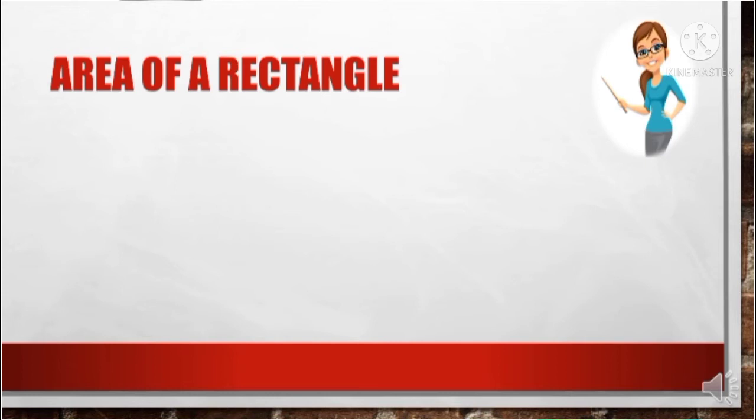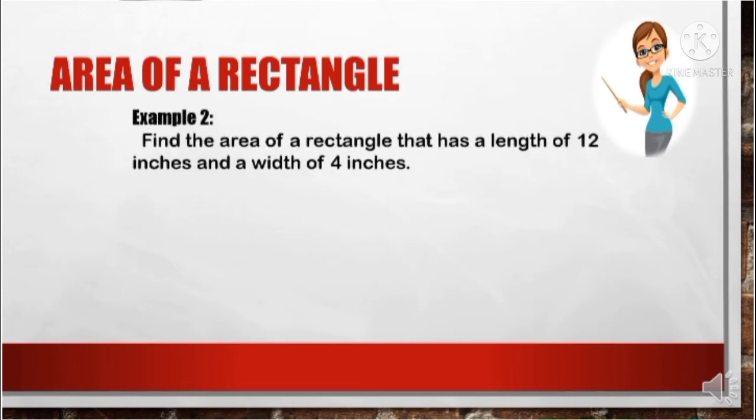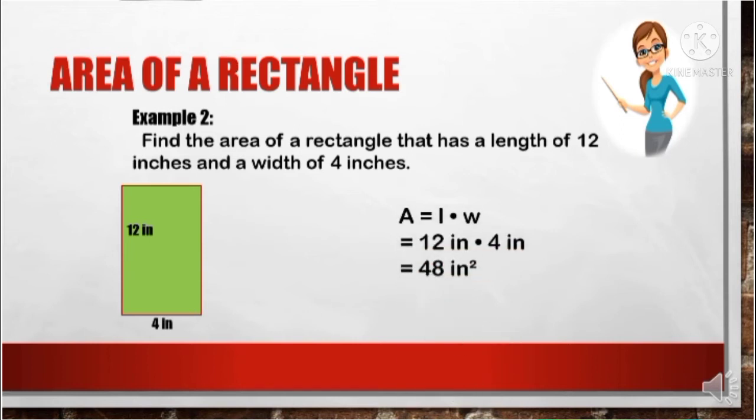Let's have another example. For example 2, find the area of a rectangle that has a length of 12 inches and a width of 4 inches. This is the figure: 12 inches for the length and 4 inches for the width. If we solve this, 12 inches times 4 inches gives us 48 inches squared. Take note that we read 48 inches squared as 48 square inches, and that is how we get the area of a rectangle.